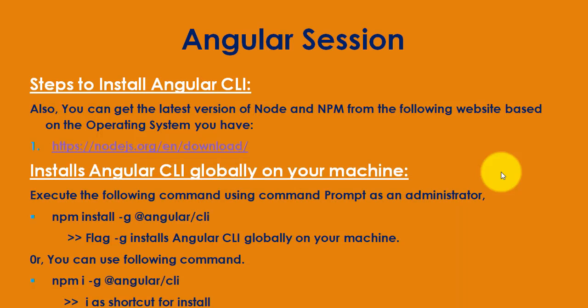Now we have already discussed how to install manually on your system. Using this URL, install Angular CLI globally on your machine. Execute the following command using the command prompt as an administrator. You need to use this command: npm install -g @angular/cli.